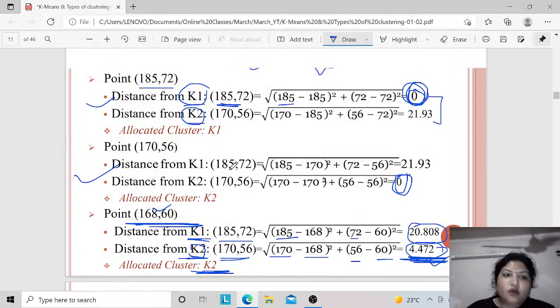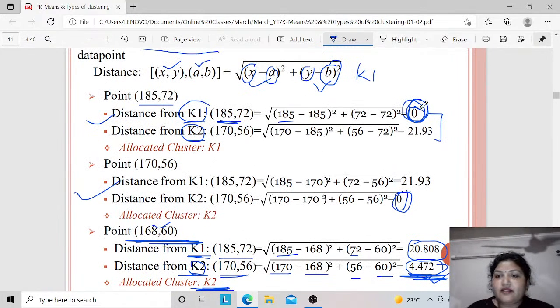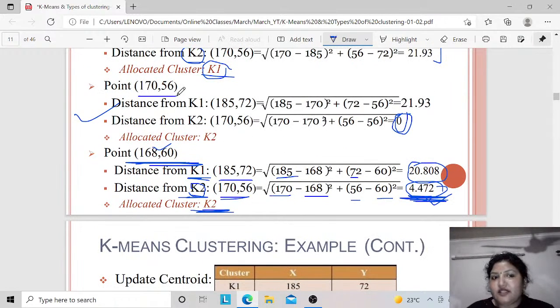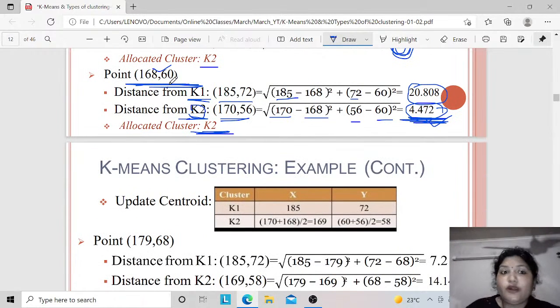Note this thing also: whenever you calculate the distance between two identical data points, it would be 0. So this data point 185, 72 would be falling under K1, and the same is for 176, 170 and 56. The data point is falling under K2, right? So the third point, that is 168 and 60, these are the two distances that we have calculated. The minimum distance that we have calculated is 4.472, so this would be my cluster 2. So this data point would be falling under cluster 2.